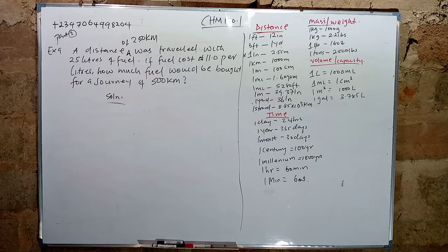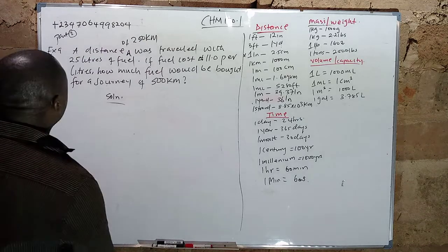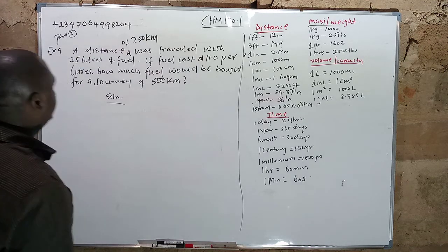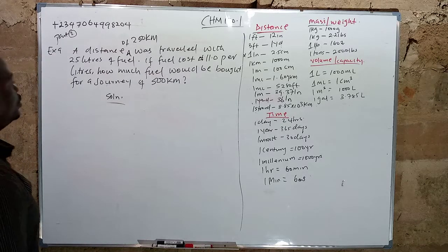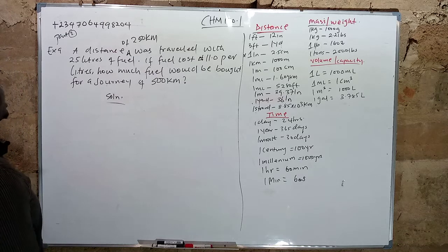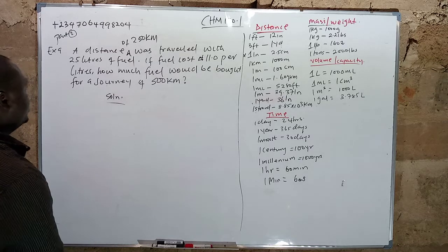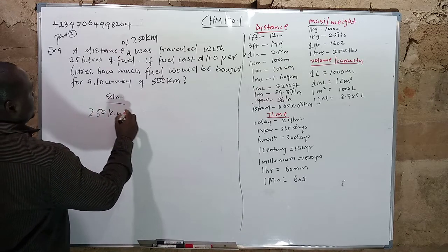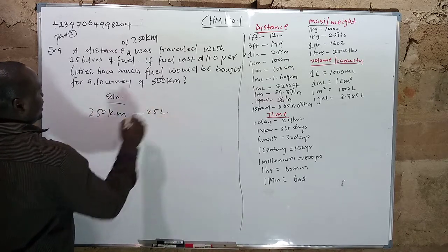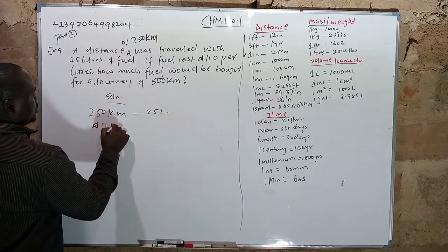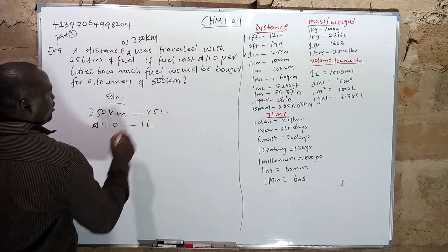A distance of 250 kilometers was traveled with 25 liters of fuel. If fuel costs 11.0 naira per liter, how much fuel will be bought for a journey of 500 kilometers? So what we want to calculate is the cost, is it not? For the question we have 250 kilometers to 25 liters, right? Then the next thing is we have 11.0 naira per 1 liter of fuel.